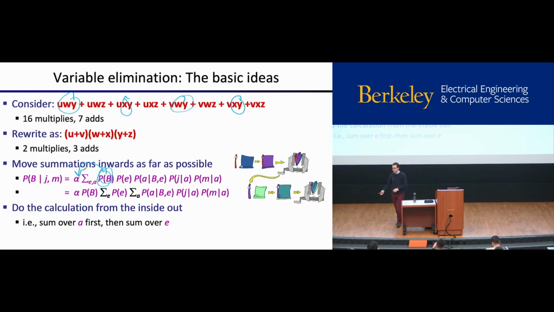So here we're summing over A first, and then we're summing over E. We could do it in the reverse order. We'll get into how to choose what the right order might be later.